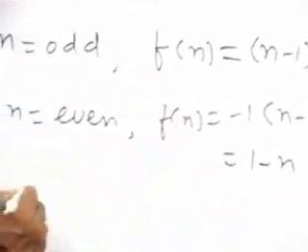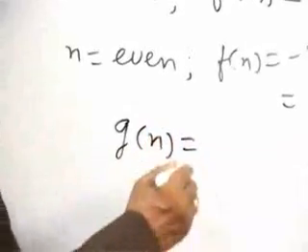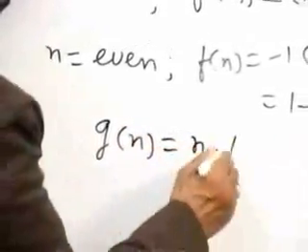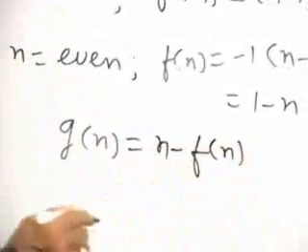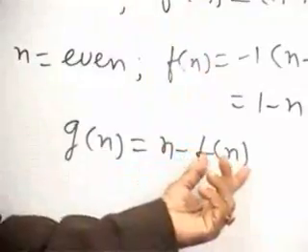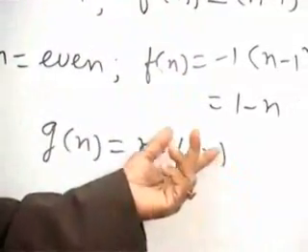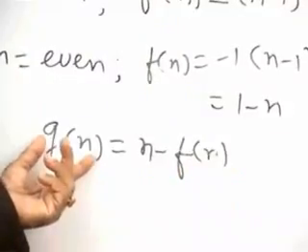Now, g of n is given to be equal to n minus f of n. And f of n, you cannot straight away substitute this. Then again, the same old story begins. When n is odd, what is f of n? When n is even, what is f of n? And hence you have to just trace what is g of n.